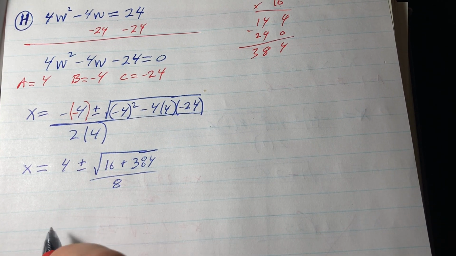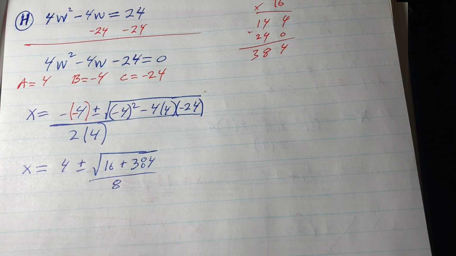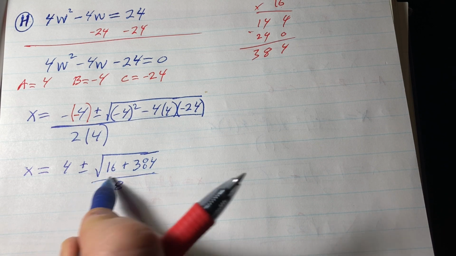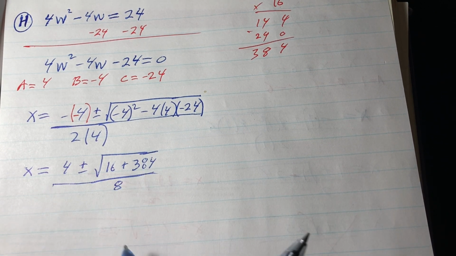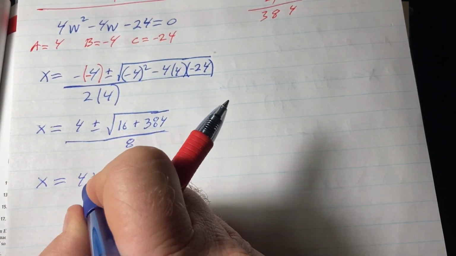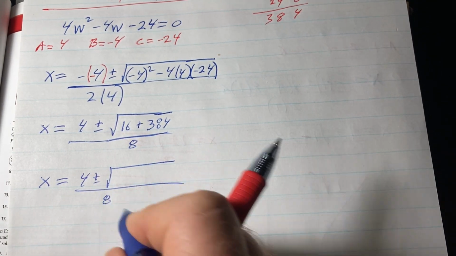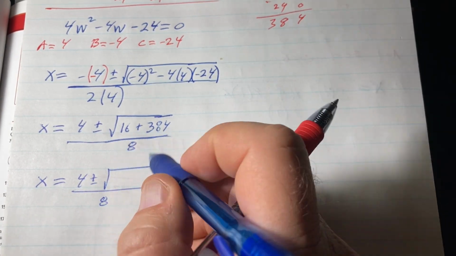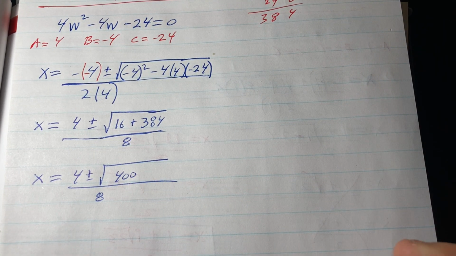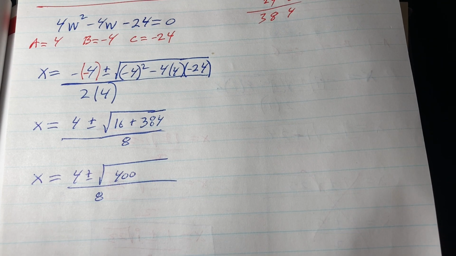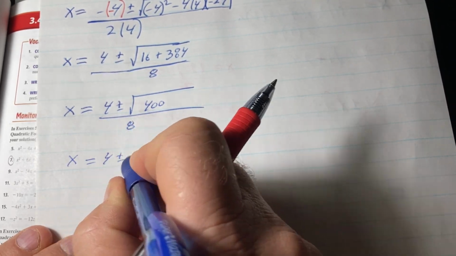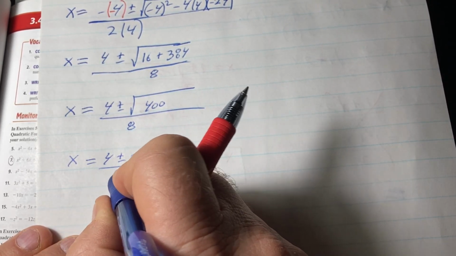Okay, now we have x equals, did you see the error I just made? See how it's all over 2a? That's not all over 2a. Make sure I go all the way over. That's a common boo-boo, be careful. 4 plus or minus the square root of 16 plus 400. Okay, square root of 400, 20. So x equals 4 plus or minus 20, over 8.